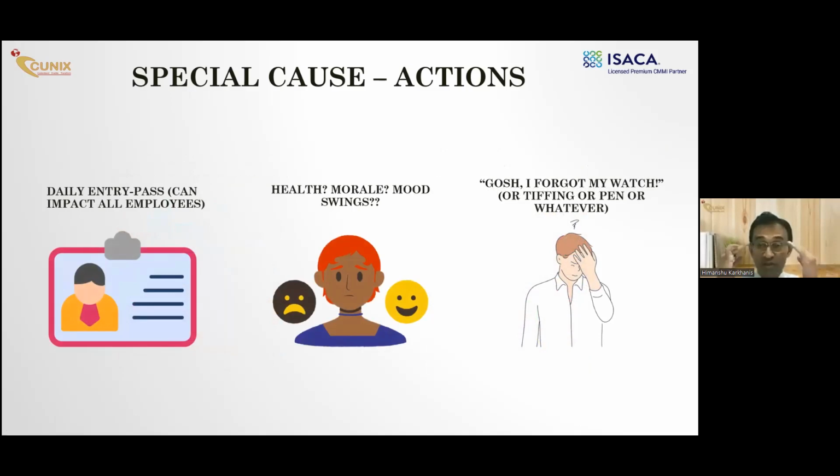Then maybe if there are sudden, some unnecessary security checks, maybe you can create a pass, some entry pass or something, which you can show daily, and then that can help you to skip some of the steps.